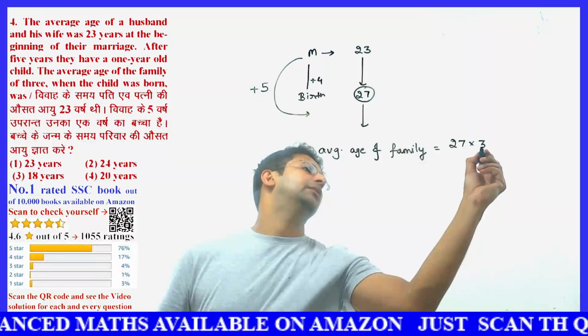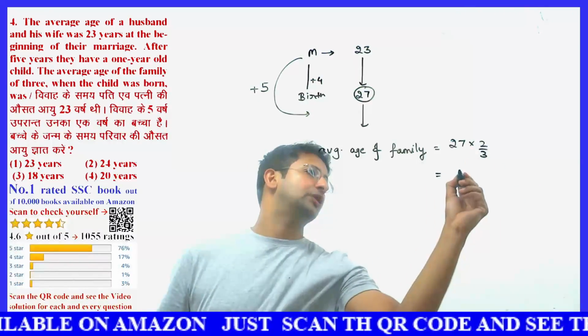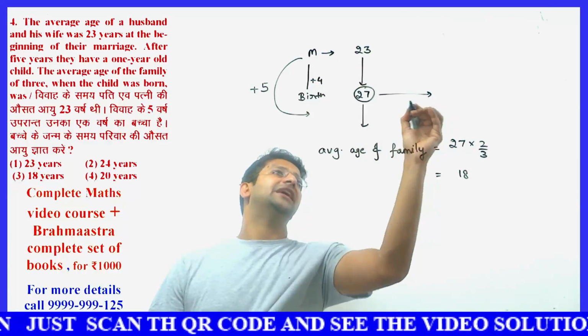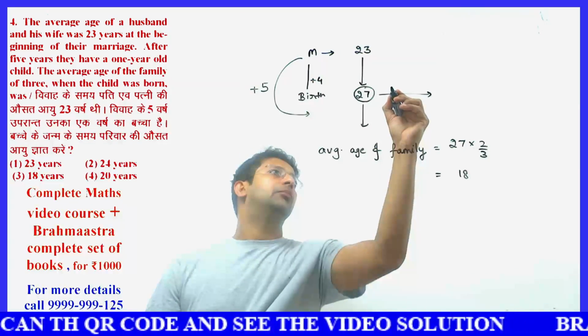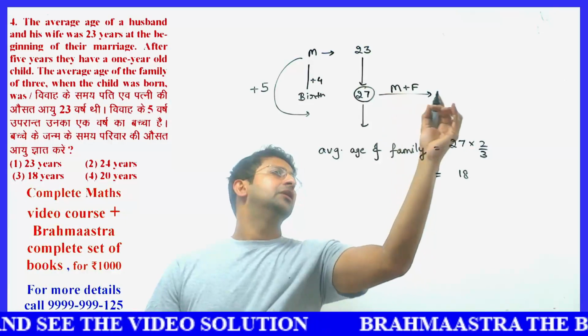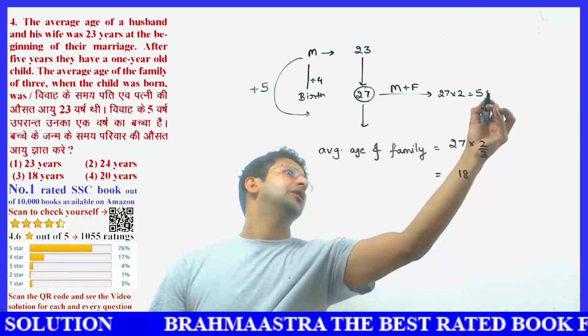See, this is the age of two people. So what I'll do, I'll multiply by 2 by 3, or you can say 18 years. If you want me to do it in detail, I'll do it in detail. This is the average age of two people, so let's say husband and wife, or mother and father. Mother and father will give me 27 into 2, that is 54.